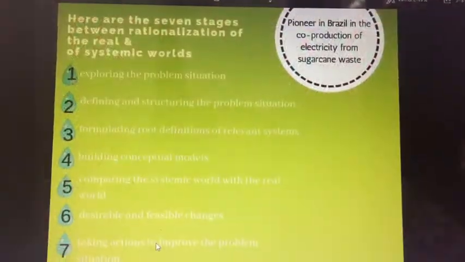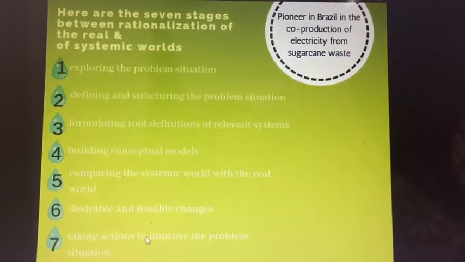So here are the 7 stages that I will be explaining later. The first stage is exploring the problem situation. The company wants to be involved with sustainable practices in their production process and product innovation. Then they found out that there was a lack of integration and adaptation of sustainable practices in their company.